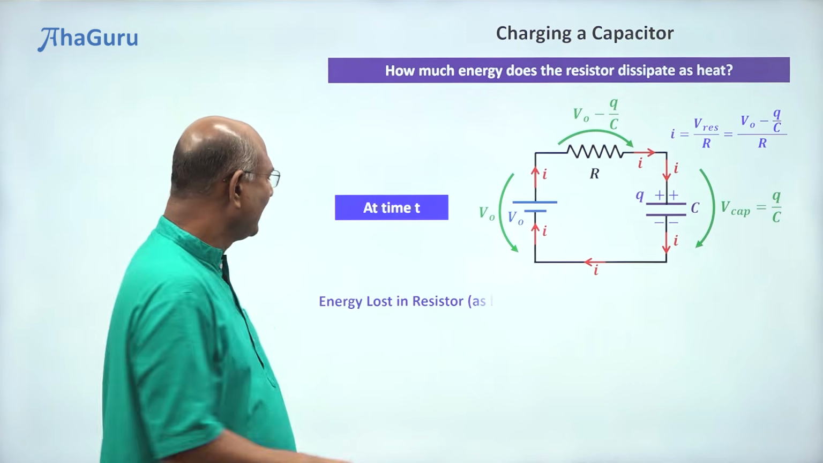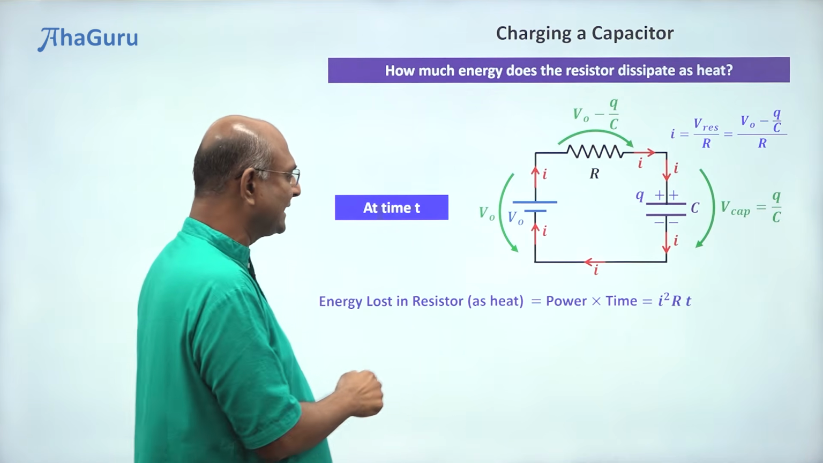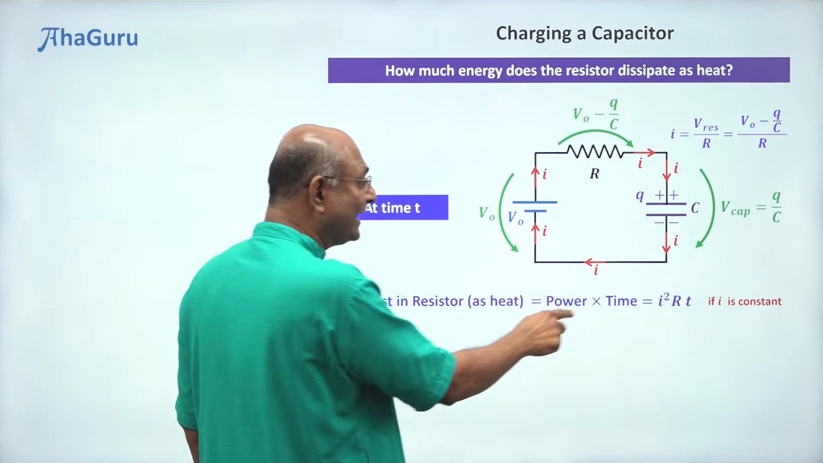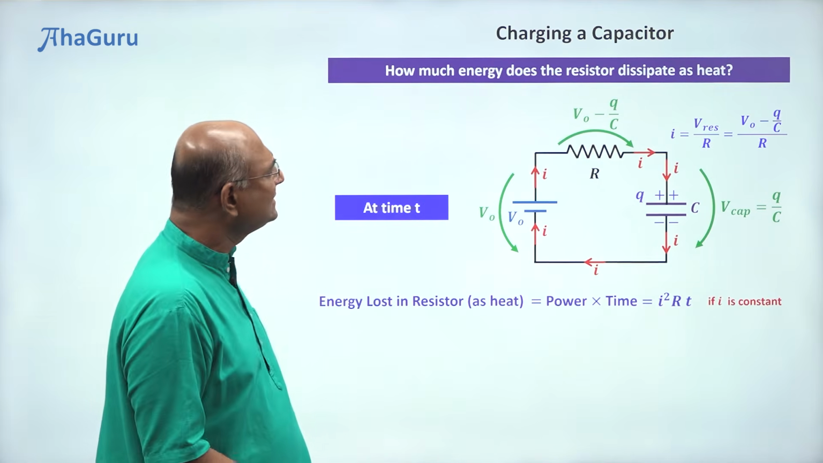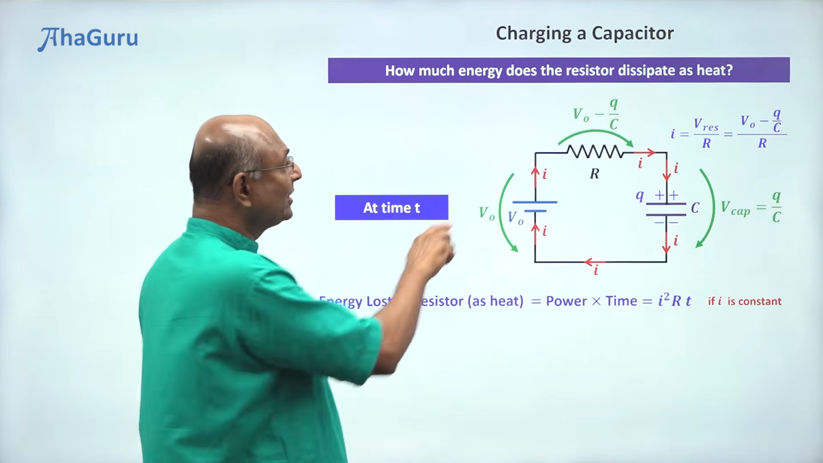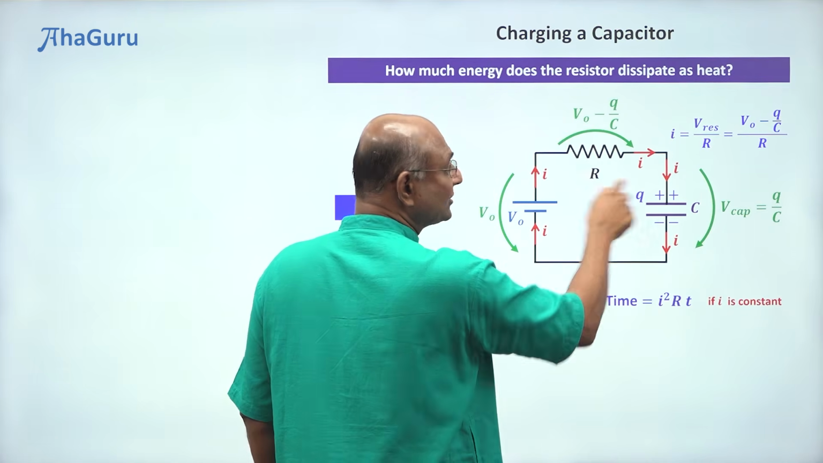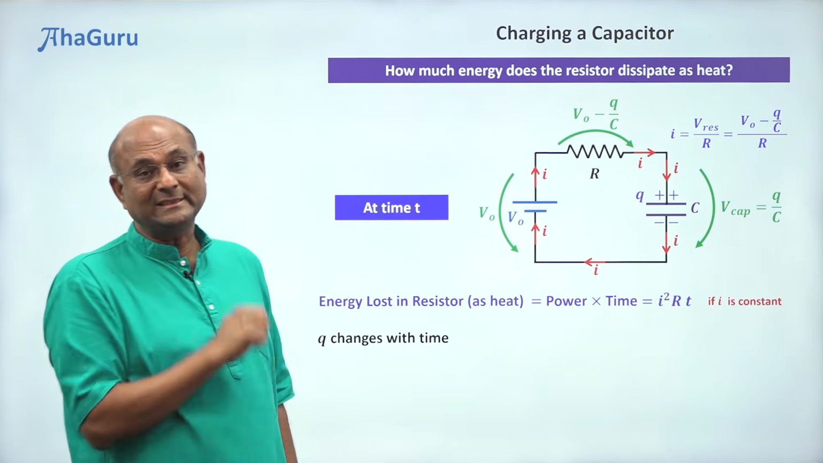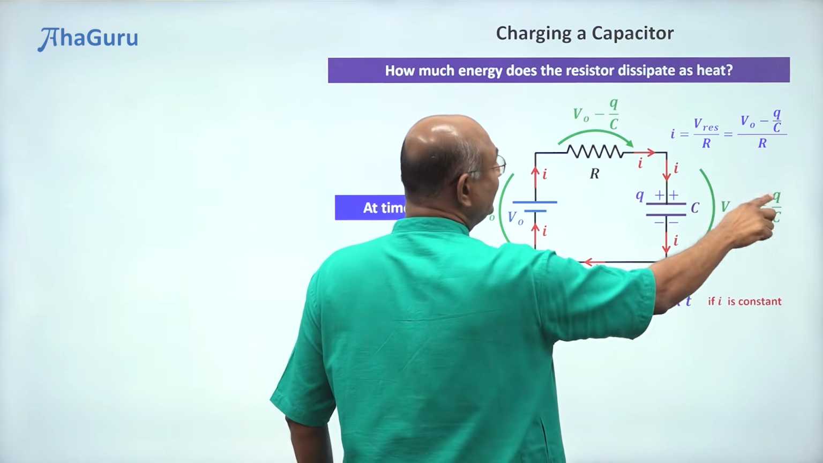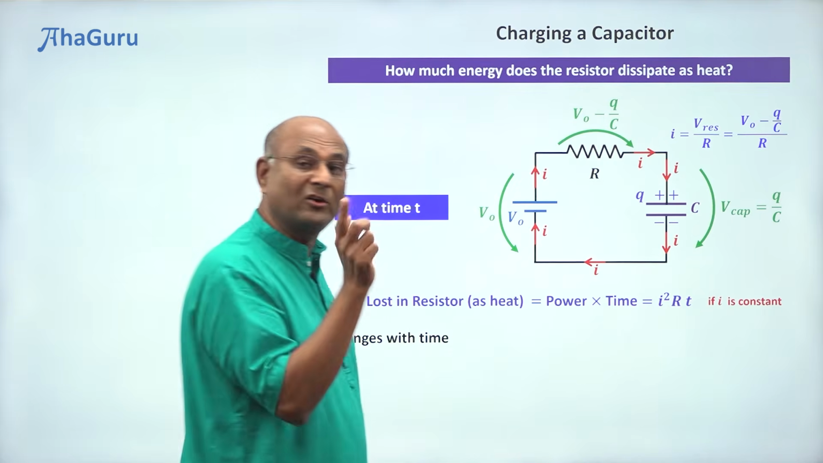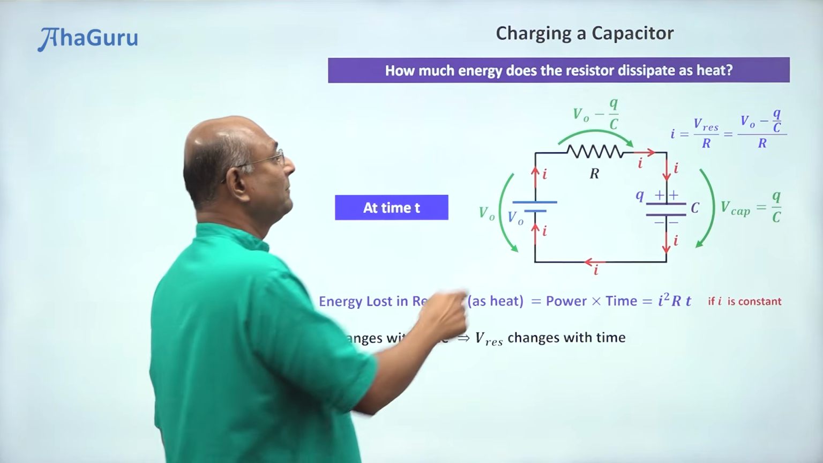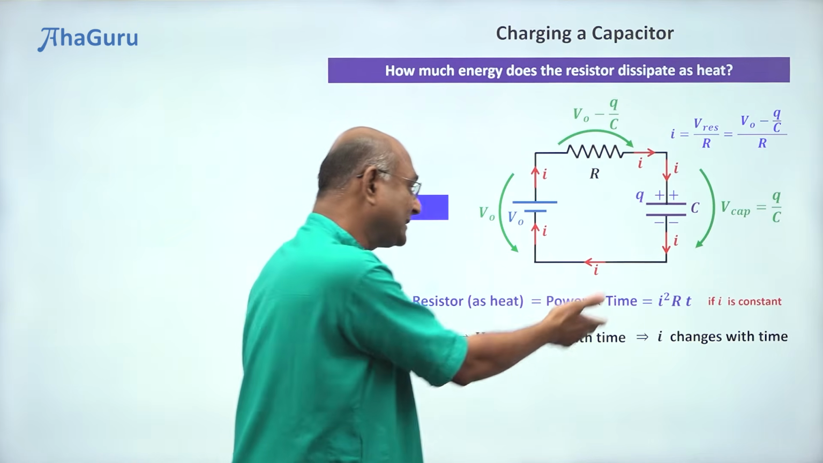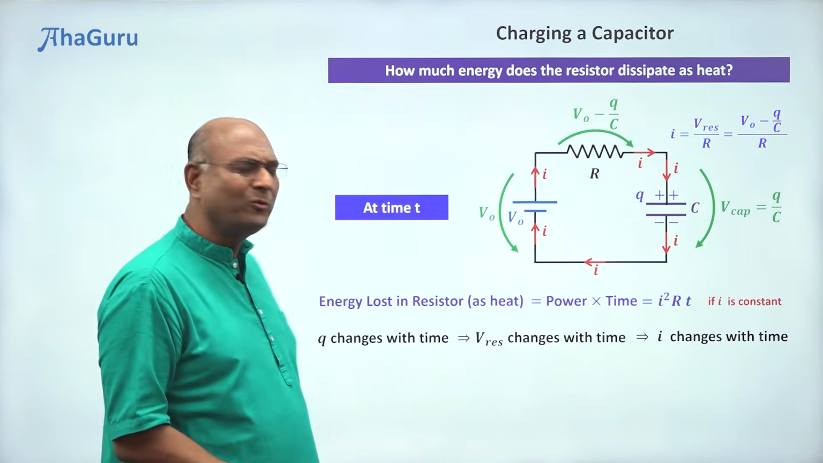So now what is the problem? I can just directly say energy lost in the resistor as heat is power times time, I squared R times t. Unfortunately, this is only valid if I is constant. Isn't I constant? No, because when you have a current flowing like this, Q is changing, right? Current brings in charge. So Q is changing. If Q changes with time, this is changing, so the potential drop across the resistor is changing with time. But if the potential drop across the resistor is changing with time, then the current is changing with time. And if current is changing with time, you can't use this formula. So then what do I do?